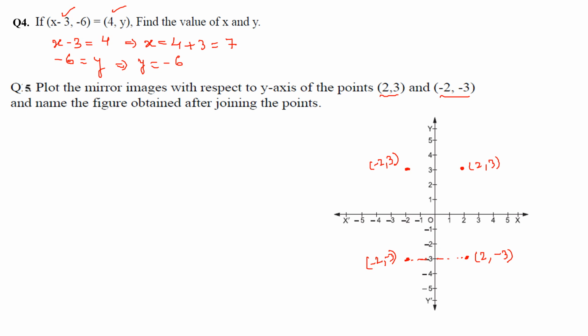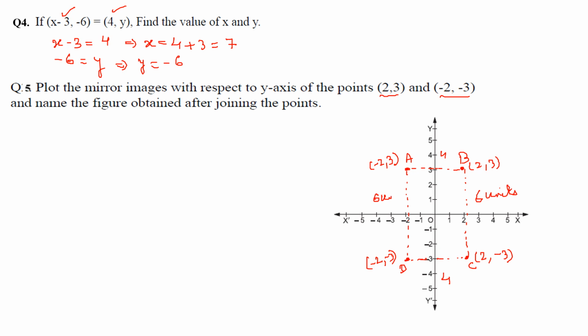Now the question says join all the points and see what figure is obtained. So let's join all the points. Let's name them A, B, C and D and find the measure of all the sides. So AB is 4 units, isn't it? What about BC? Here is 3, here is 3, so BC is 6 units. In the same way CD is also 4 units and AD is 6 units.